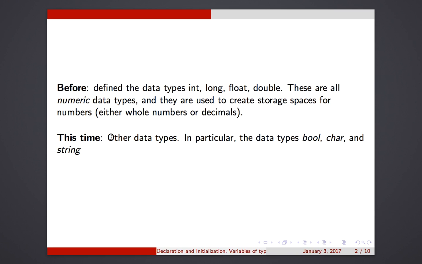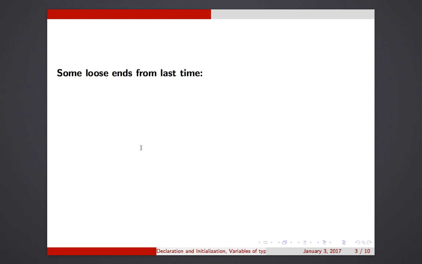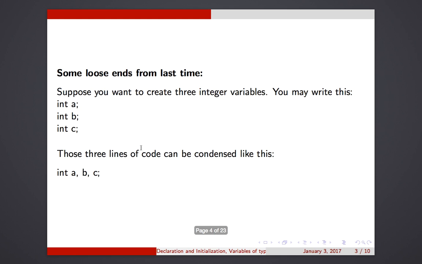Okay, but in any case, we've only seen four data types, and they are all designed to store numbers. So this time, we'll talk about other data types, in particular these three. So what kind of thing are they storing? They are not storing numbers. They're storing other things. So let me just quickly tie up some stuff from last time.